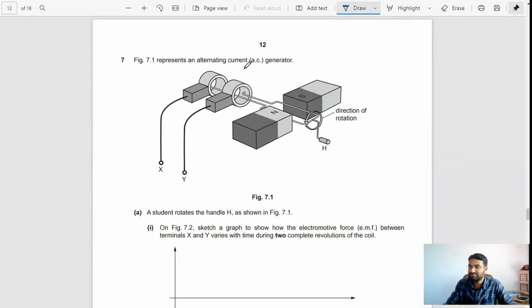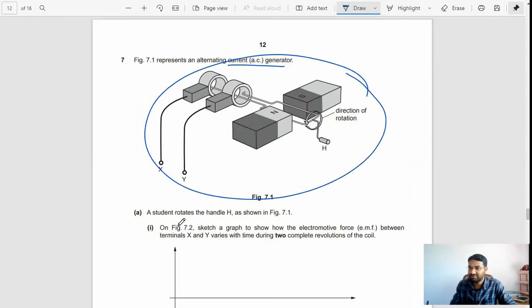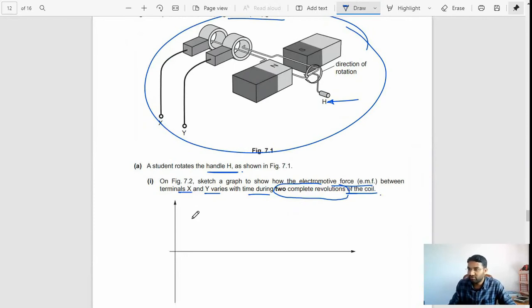Figure 7.1 represents an alternating current generator. The AC generator is shown in the given figure. Now, the student rotates handle H. Here, handle H is there. On figure 7.2, sketch the graph to show how the electromotive force between terminals X and Y varies with the time during two complete revolutions of a coil. So you just have to show the sine wave here, and represent the graph.